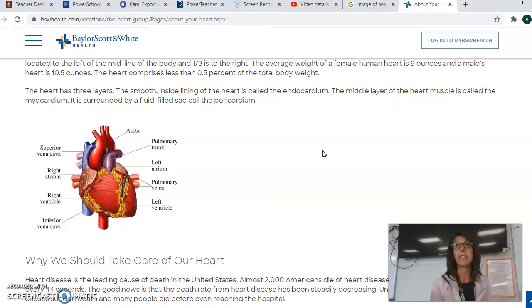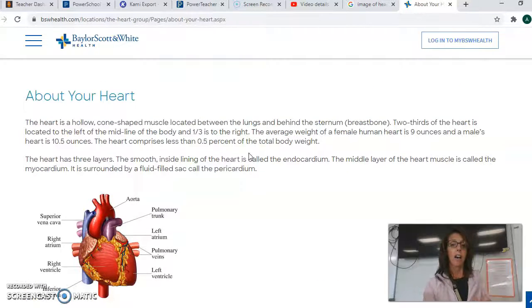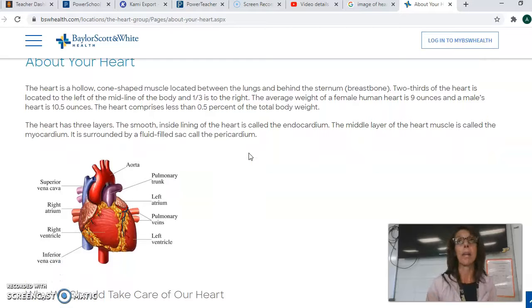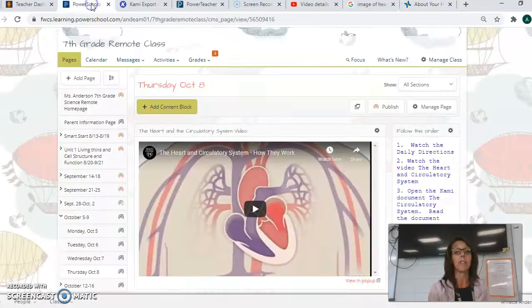We have valves in between all of these chambers that ensure that our blood doesn't flow backwards, because that would mess up the oxygenated and the deoxygenated blood if that were to happen. The heart is the main organ, along with those arteries and those veins.